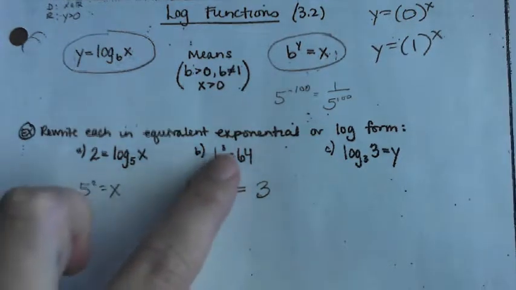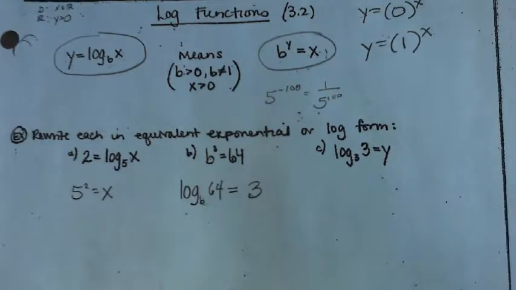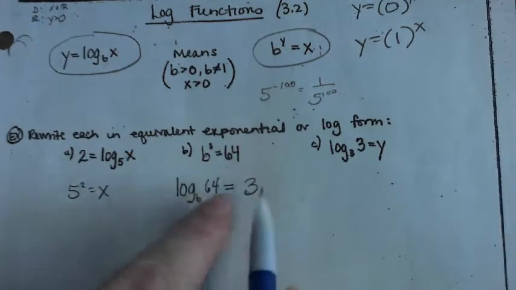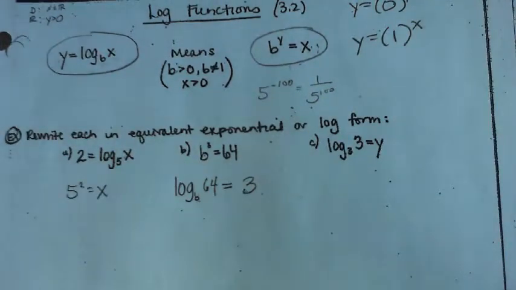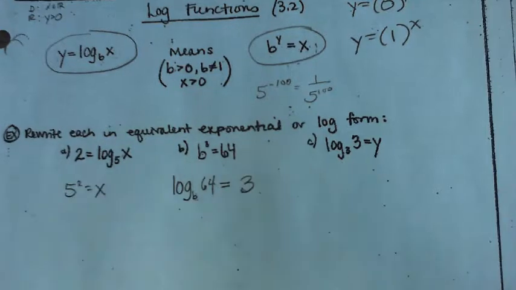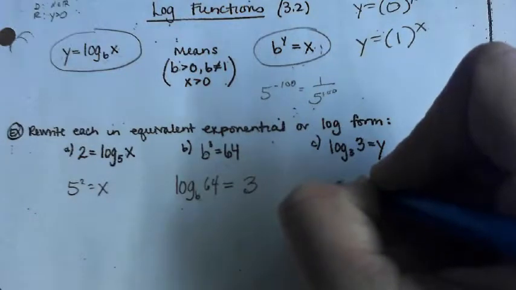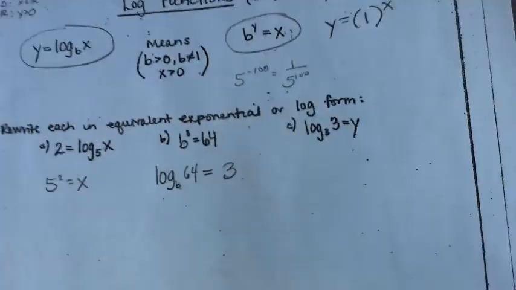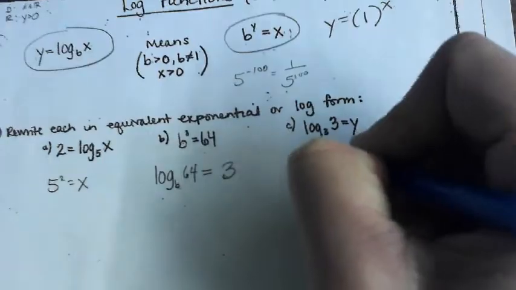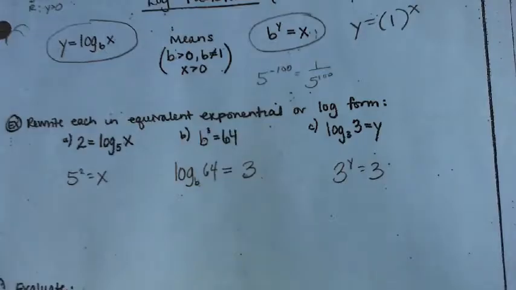If you find exponential back to log is tough, I would say get your log structure there, whatever the base is, put that as your base, and then do that base raised to the other side equals the other number. And then part C, Sarah. Perfect. Any questions on any of those?